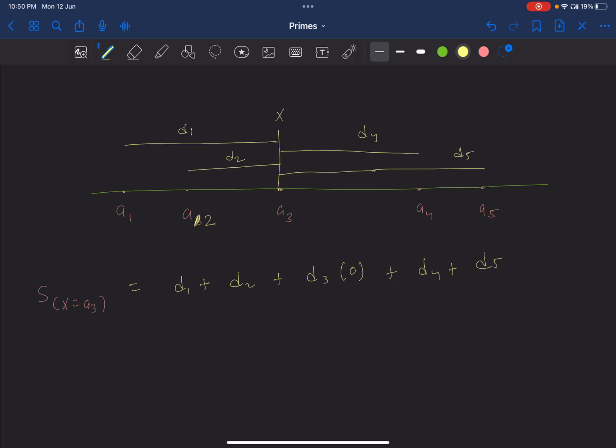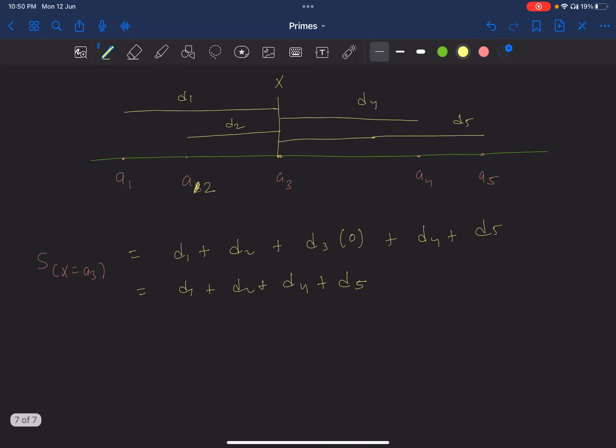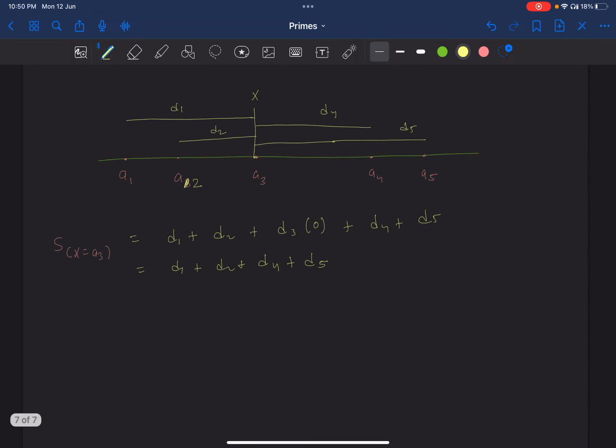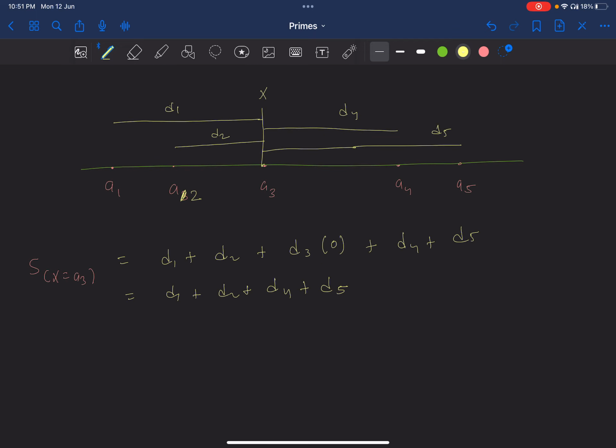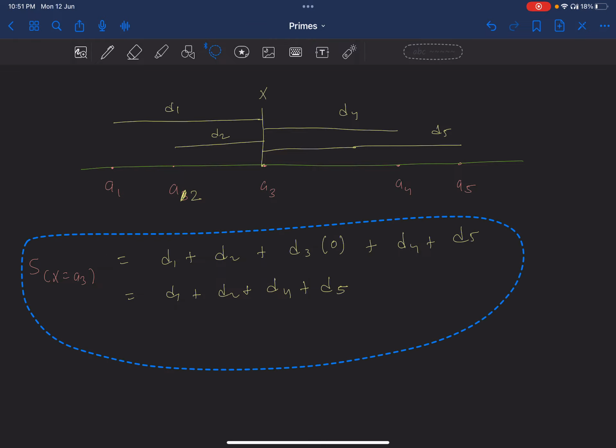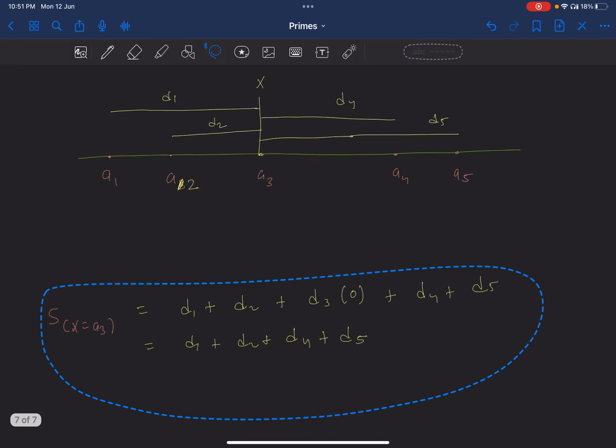So this distance is actually the absolute distance, right? Absolute difference. So d1 plus d2 plus d4 plus d5. Okay. So now, let's move this a little down.